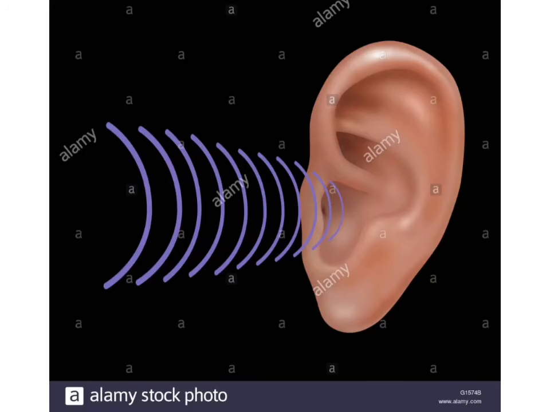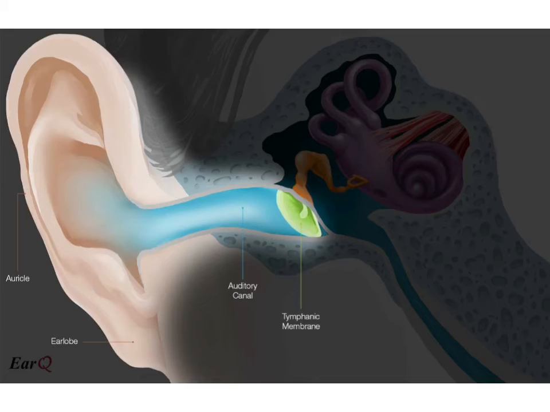Now let's discuss the working of the ear. First, the sound waves are collected by the pinna. Then these sound waves pass through the ear canal and fall on the eardrum. When the sound waves fall on the eardrum, it starts vibrating back and forth rapidly.